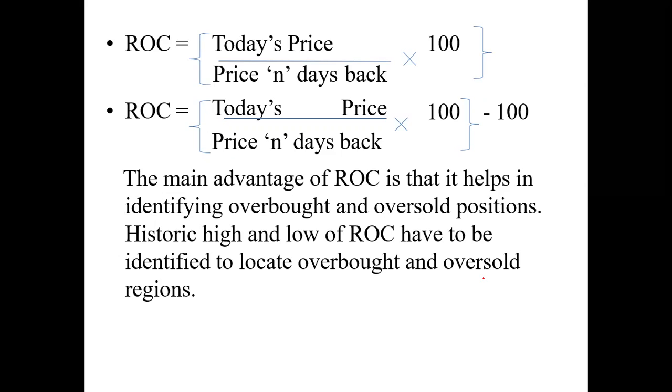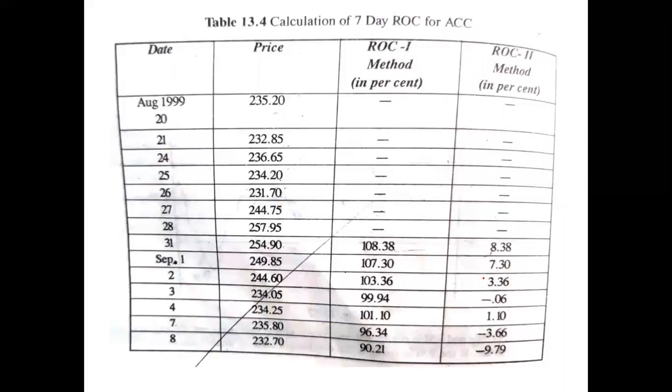If you see the problem, this is the 7 days ROC. These are the dates where they traded, and these are the stock prices. Now we are calculating for 7 days, so 1, 2, 3, 4, 5, 6, 7. So this is added, and here we take 108.38. This price is compared with the price n number of days back.